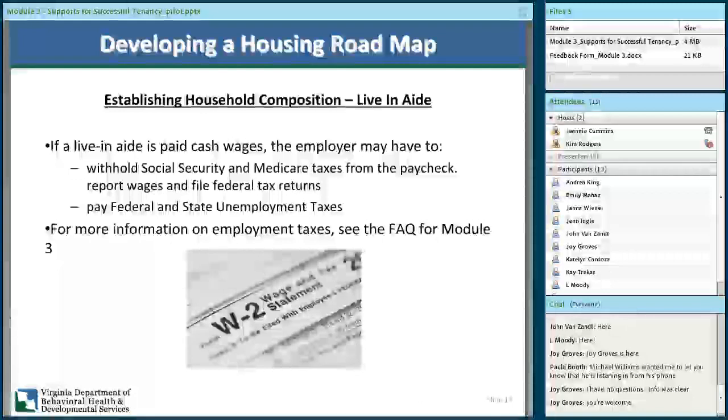It's important to know who the employer is if the live-in aide is paid cash wages, because the employer may have to withhold Social Security and Medicare taxes from the paycheck, report wages and file federal tax returns, and pay federal and state unemployment taxes. So again, for more information about employment taxes that apply to live-in aides, see the FAQ for Module 3.